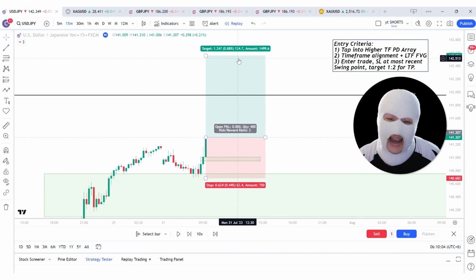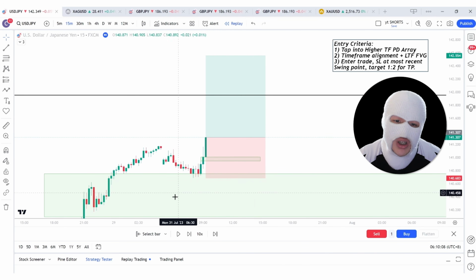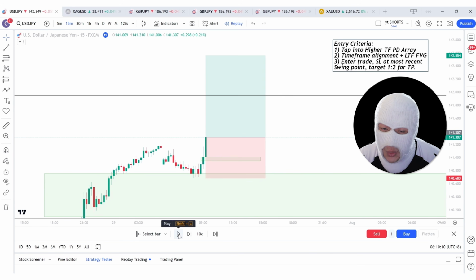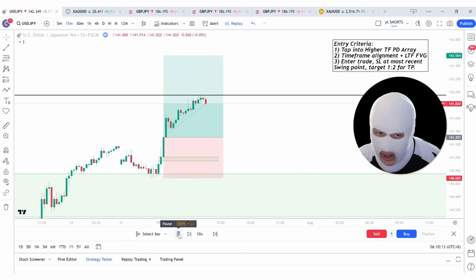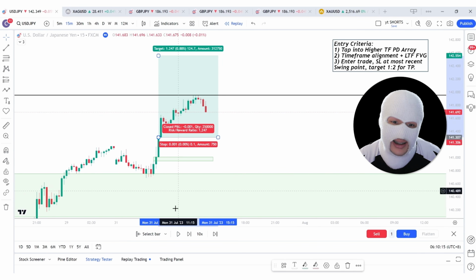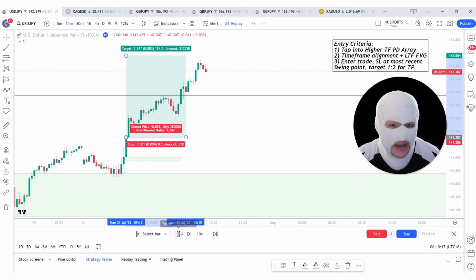Take profit as my target at 142.550. Right here, once price comes into the swing high, we shift our stop loss to break even after a while. And let's take a look. TP smashed. Simple enough, right?